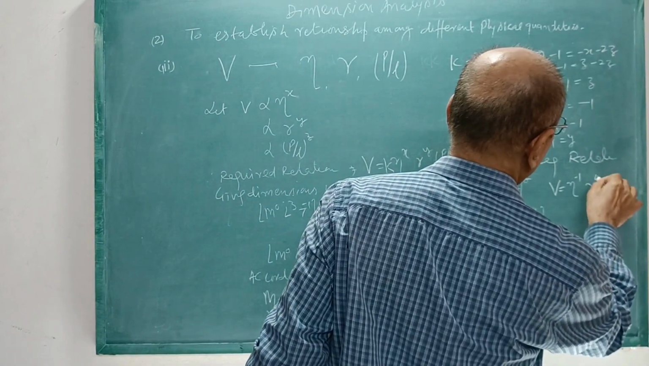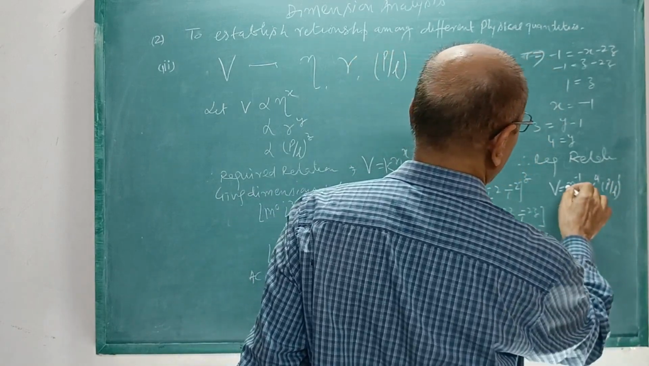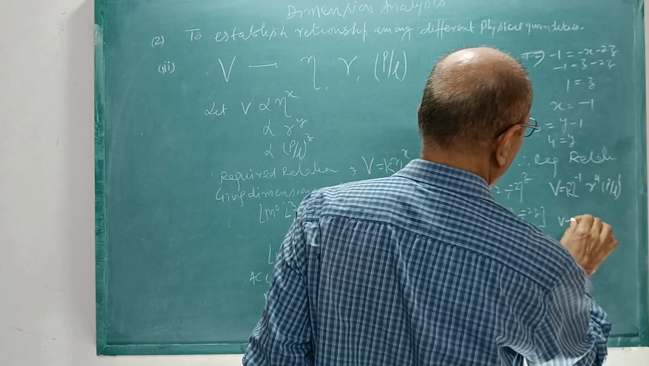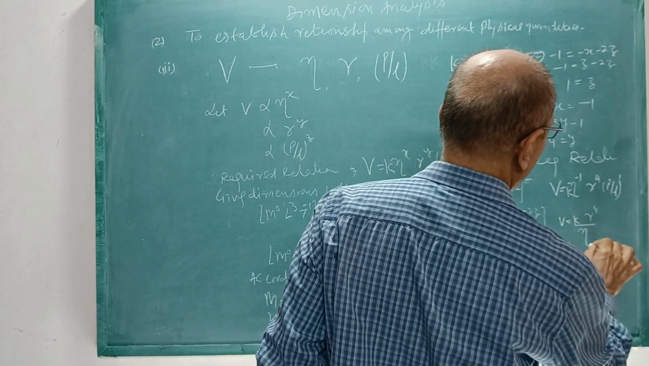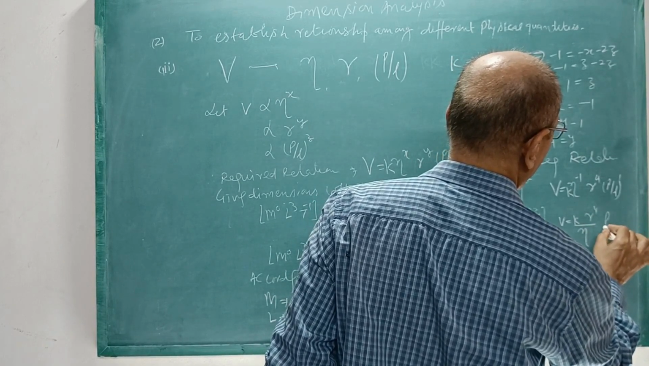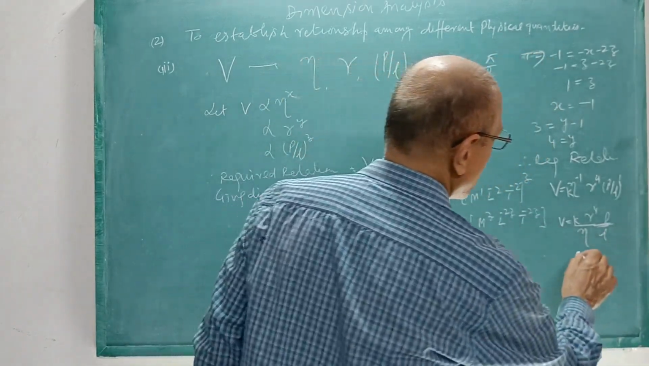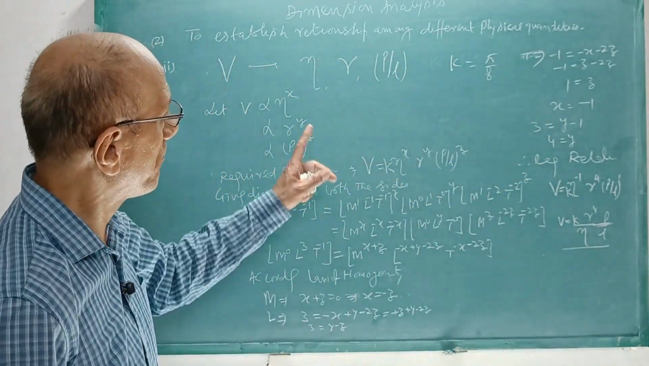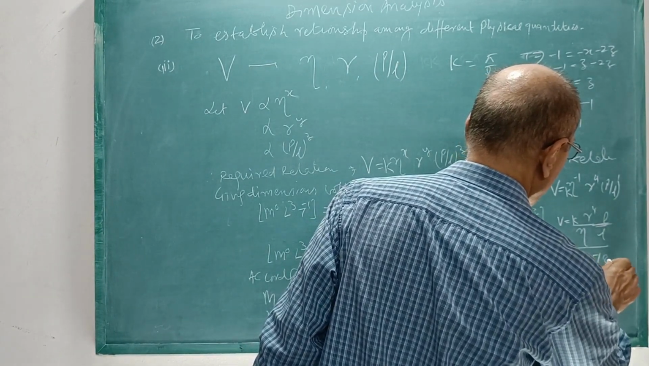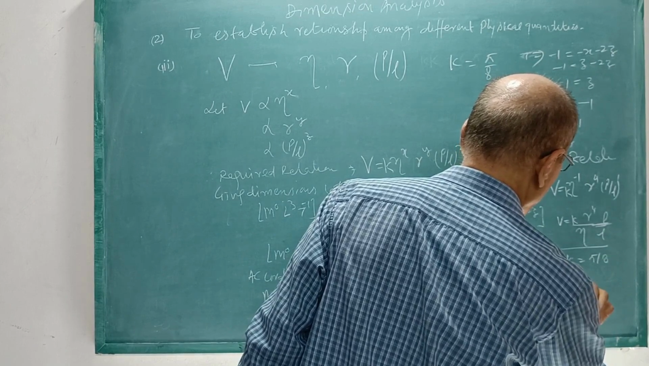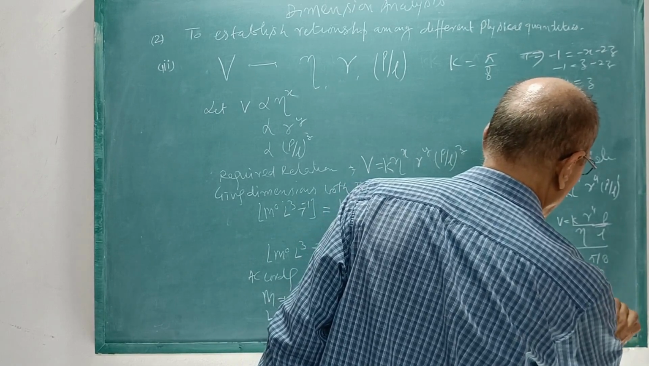Power y is 4 and p by l raised to power 1. So this will be some constant k. So V equals k r raised to power 4 upon eta, and p by l. Now this is the relation, but since you are given k equals pi by 8, therefore V will equal pi by 8, r to the power 4, p by eta l.